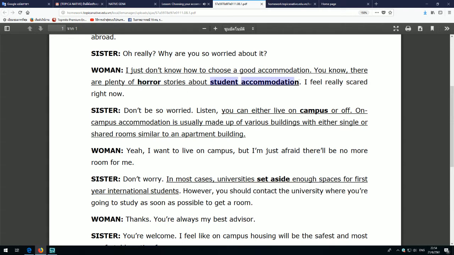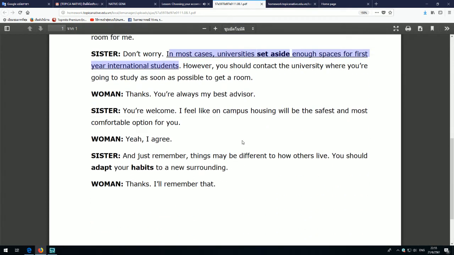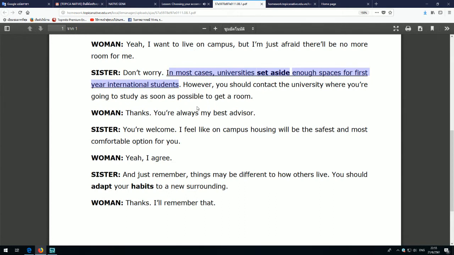Don't be so worried. Listen, you can either live on campus or off. On-campus accommodation is usually made up of various buildings with either single or shared rooms, similar to an apartment building. Yeah, I want to live on campus, but I'm just afraid there will be no more room for me. Don't worry. In most cases, universities set aside enough space for first-year international students. However, you should contact the university where you will study as soon as possible to get a room.